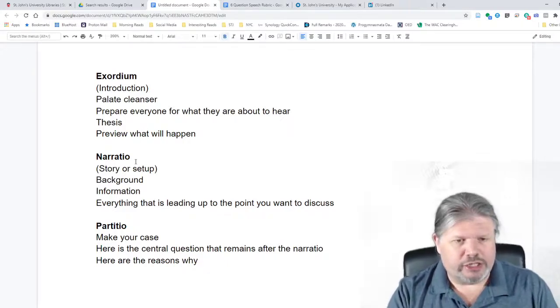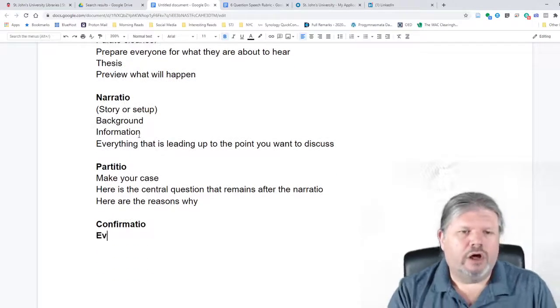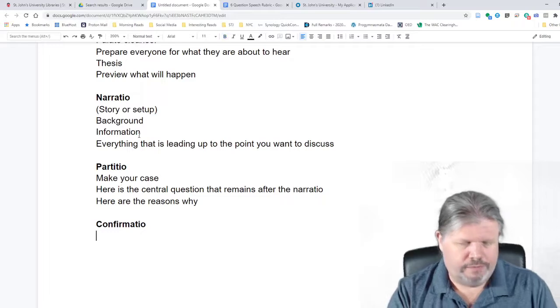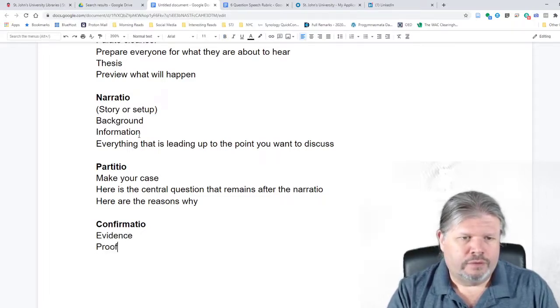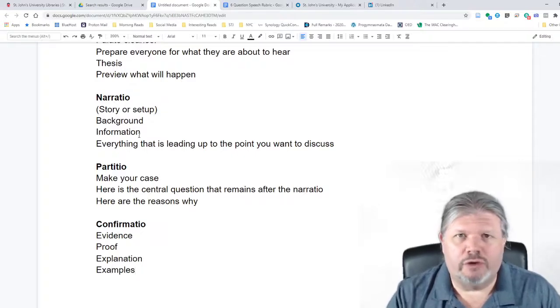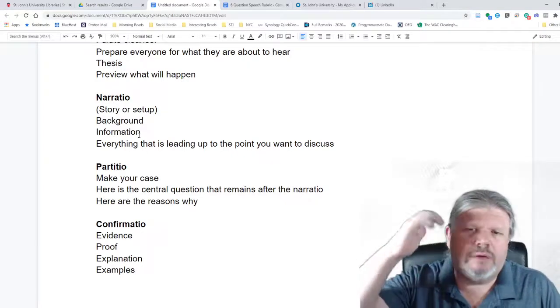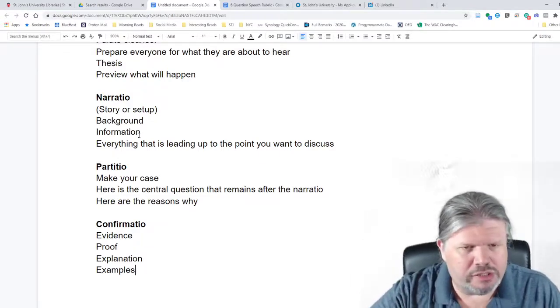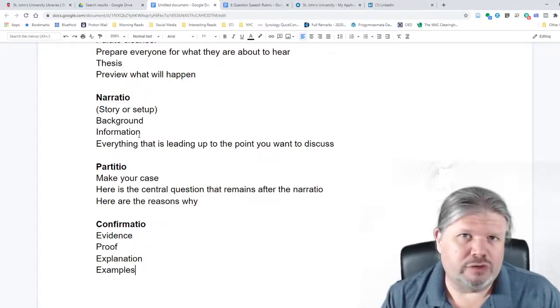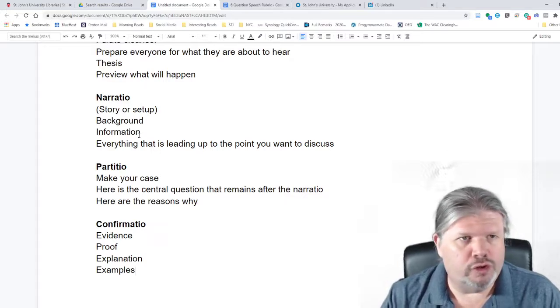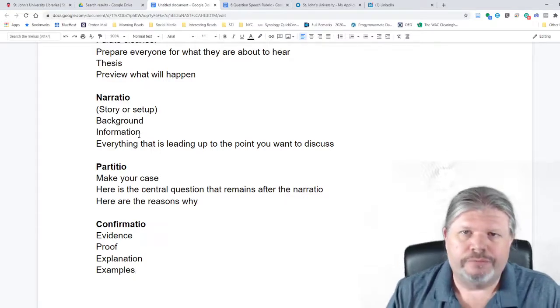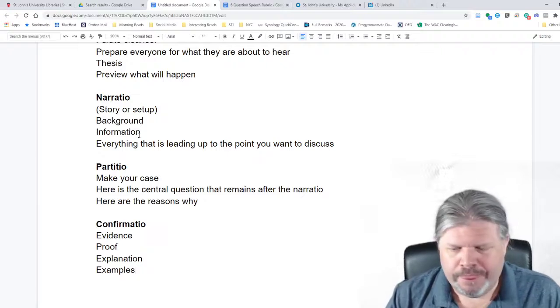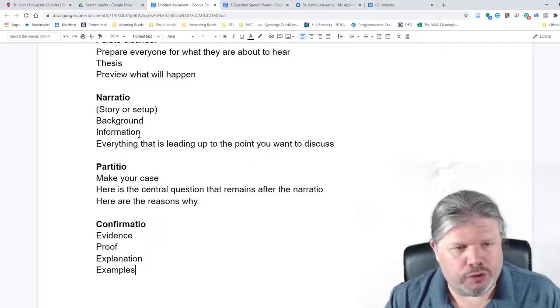And then in the next section, confirmatio is where you provide all the evidence. All of the evidence, proof, explanation, examples. So think about giving the reasons and say, okay, now on the first reason, the way this would be done by the ancients is they say, if you don't think these reasons are correct or true, let's look at the proof. For my first reason, that AI cannot be controlled.